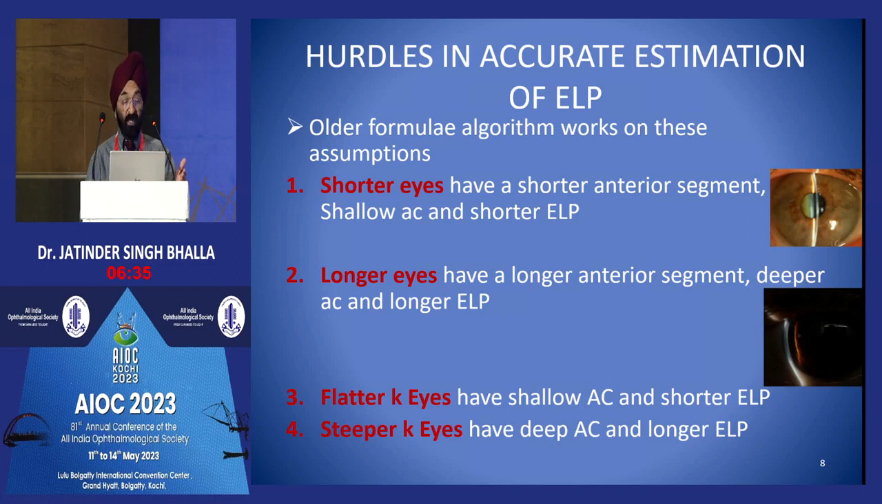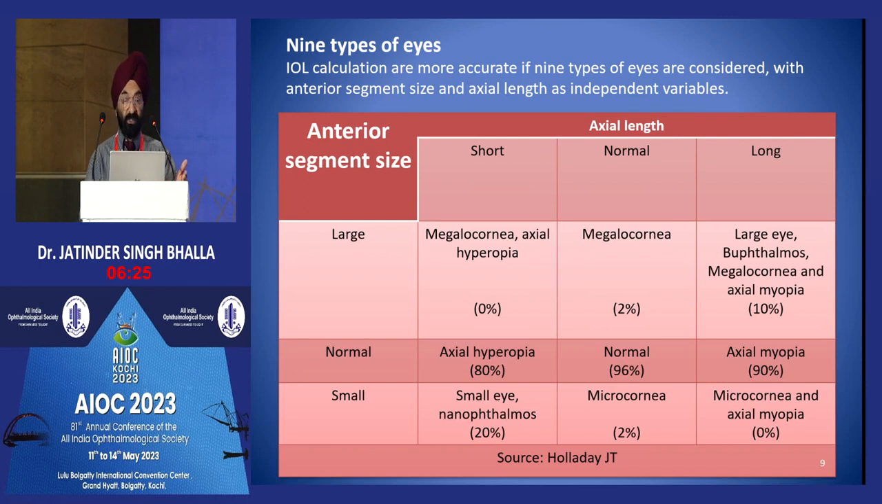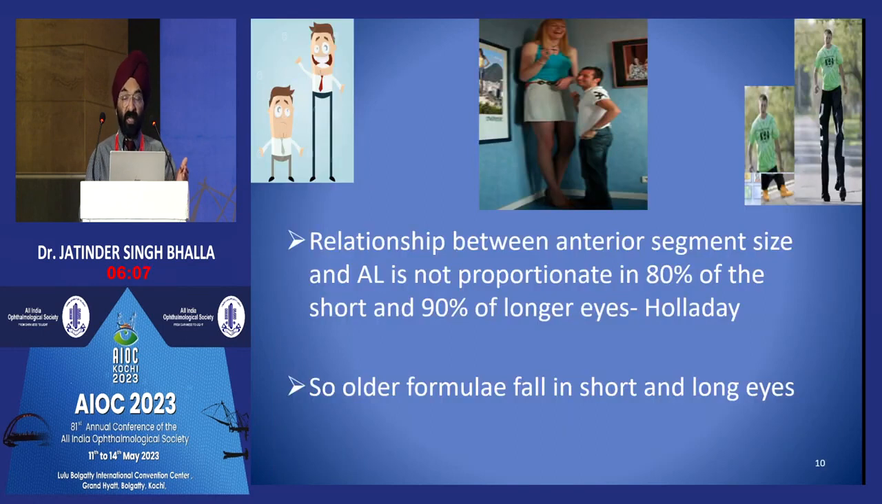It was assumed that shorter eyes and flatter K eyes will have a shallow AC and shorter effective lens position, in contrast to longer eyes and steeper K eyes, which are supposed to have a deeper anterior chamber and longer effective lens position. But Holladay told us that there are 9 types of eyes. Even in eyes with a normal anterior segment, 80% may have short and 90% may have long eyes. And in eyes with normal axial length, 2% may have shorter or longer anterior segment size. So the relationship between the anterior segment and axial length is not proportionate in 80% of short and 90% of longer eyes. So older formulae are bound to fail in short and long eyes.